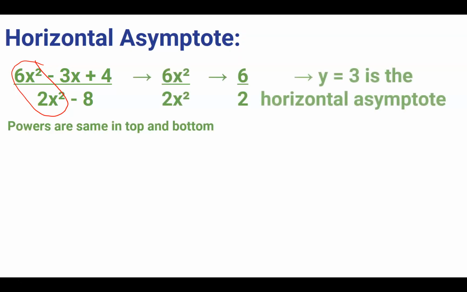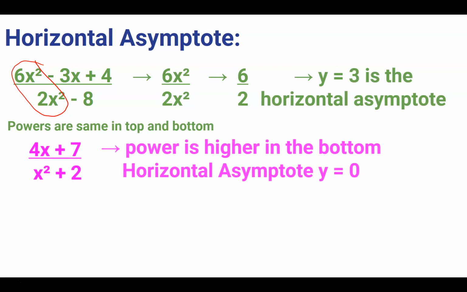All right. Another example here is if my biggest power is going to be on the bottom. So notice my bottom has an x squared. It's the biggest one. What happens is it's going to reach up. If my bottom is at the highest power, we have a y equals 0 for a horizontal asymptote.